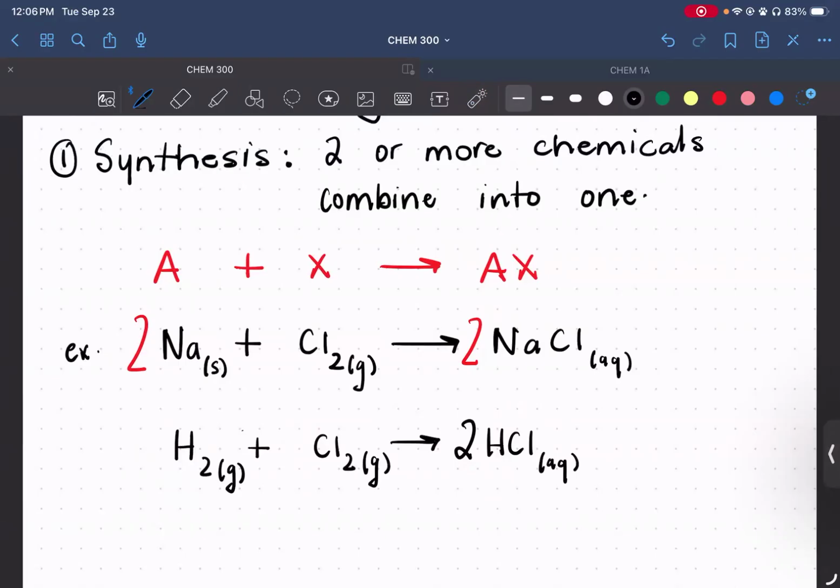Diatomic elements, gases? All of them are. Yeah. All of the diatomics are gases.